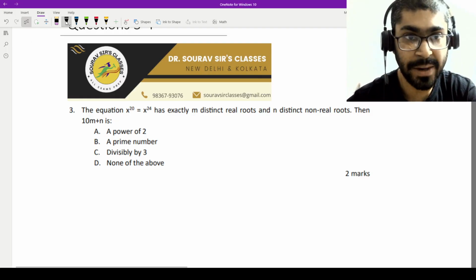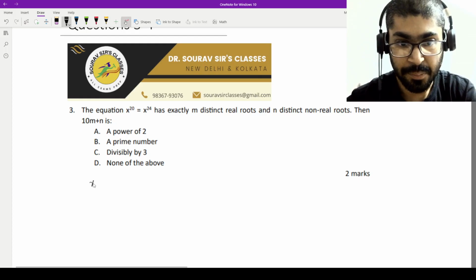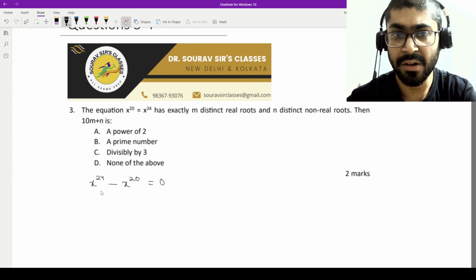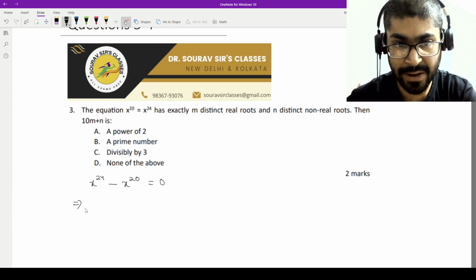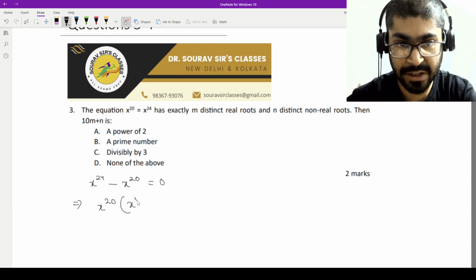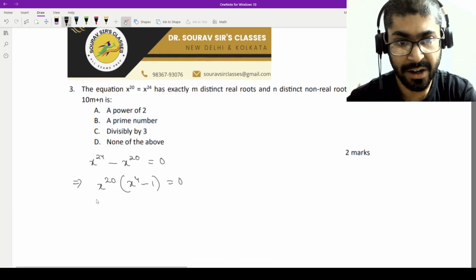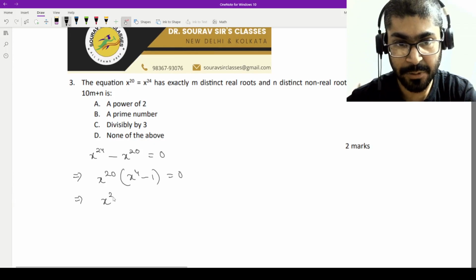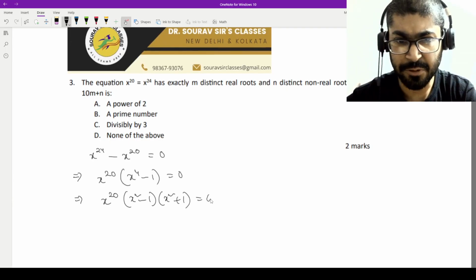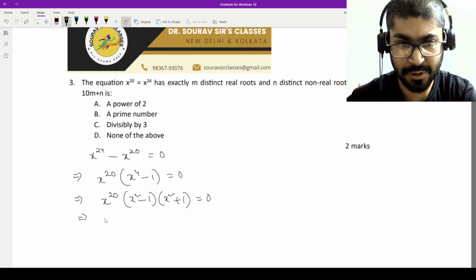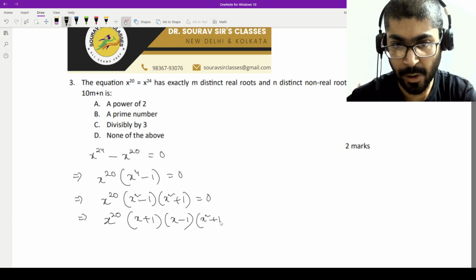Alright, it's better to always bring both the functions to one side, and you have x to the power 24 minus x to the power 20 equal to 0. Now you can take x to the power 20 common and you would be left with x to the power 4 minus 1. You can continue with the factorization and this will give you x to the power 20 into x square minus 1 into x square plus 1, just factorizing it with a square minus b square, and then you can factorize this x square minus 1 as well, right? So this will become x plus 1 into x minus 1 and x square plus 1.